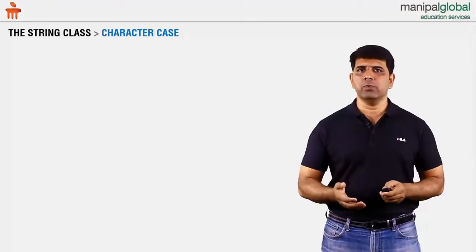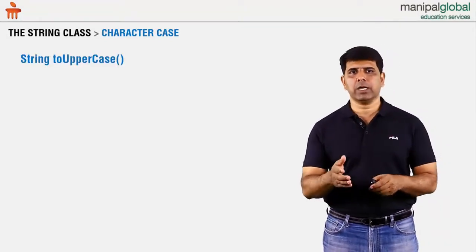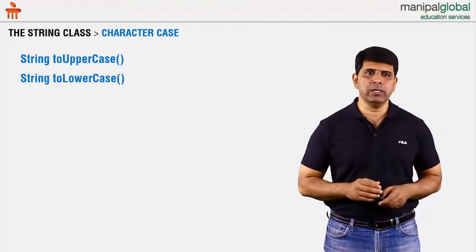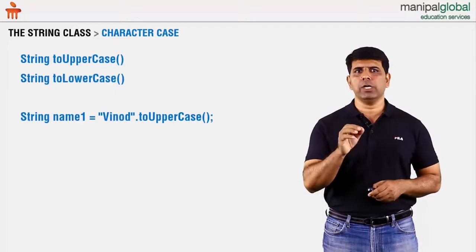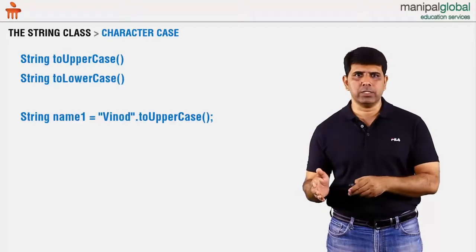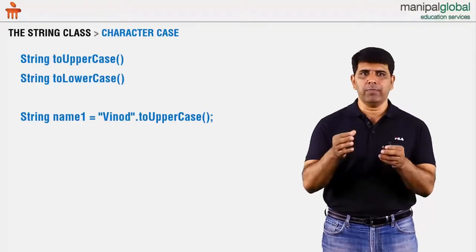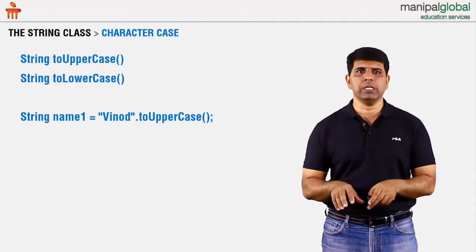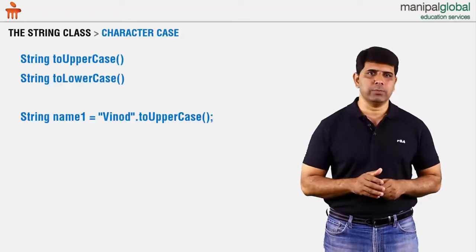Now, there are some case conversion functions in the String class. Very simple. toUpperCase returns an uppercase version, and toLowerCase will return a lowercase version of the string. Say you have a string called name1, and name1 equals "vinod".toUpperCase(). Note that "vinod" in double quotes represents a reference to a string object, and that reference is going to be used. toUpperCase will create a new object in the uppercase version and then return that. The original strings are never modified because strings are immutable.